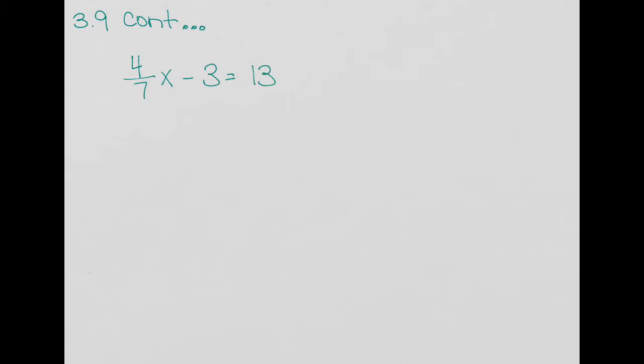And when you're solving equations, you always want to get the x term by itself first. So the first thing that I'm going to do is add 3 to both sides. So then I still have 4/7 x equals 16. And when you have a number that's by itself, you can make it a fraction by placing it over 1. So 4/7 x equals 16 over 1. We're going to solve by dividing by 4/7, which means we're going to multiply by the reciprocal. So we're going to flip this over.